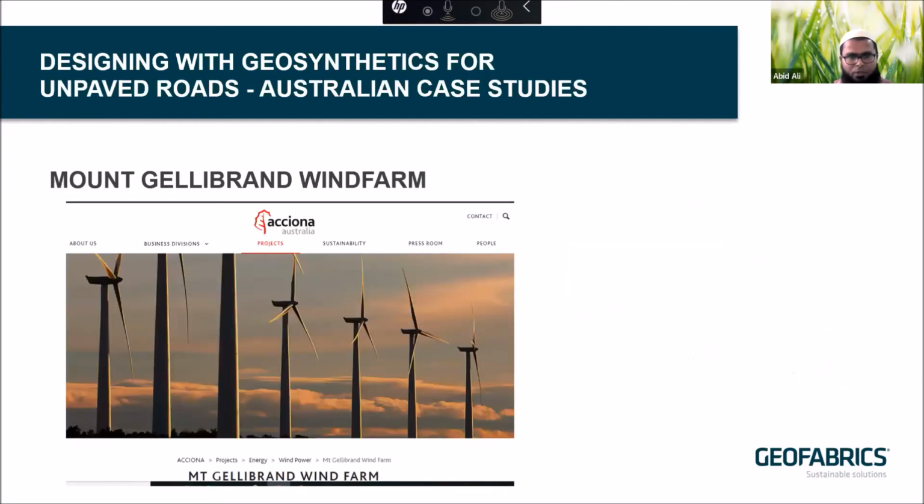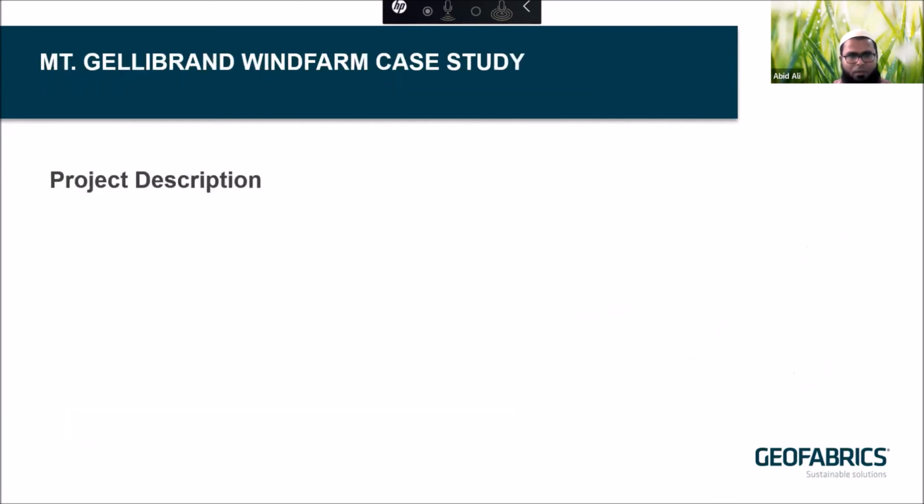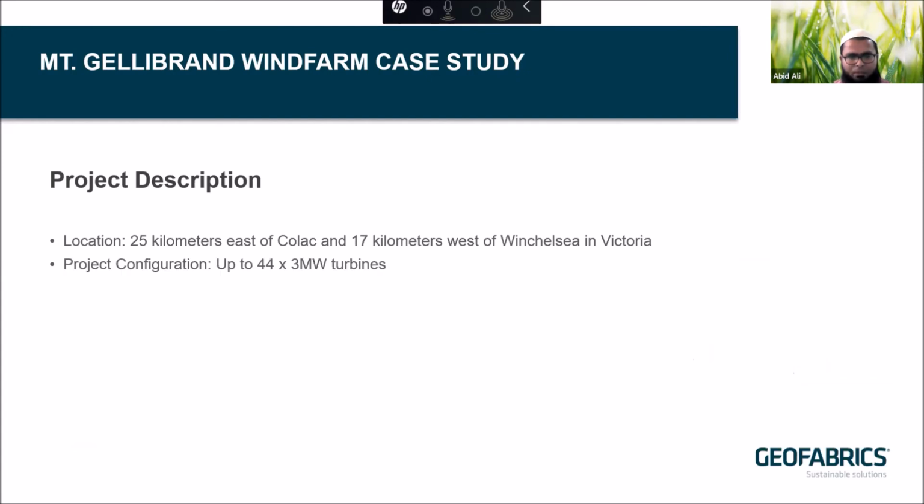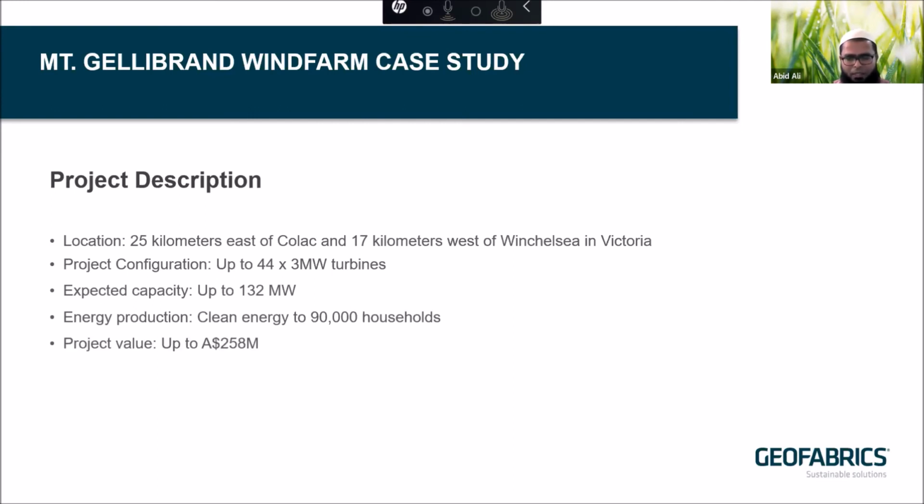So this is about Mount Gellibrand Wind Farm in Victoria. And I'll quickly describe the project in brief. So this is located 25 kilometers east of Colac in Victoria, and it basically comprises 44 wind turbines, each generating 3 megawatt with a total capacity of 132 megawatts. And this project alone can supply clean and green energy to 90,000 houses. And the project cost was 258 million Australian dollars.